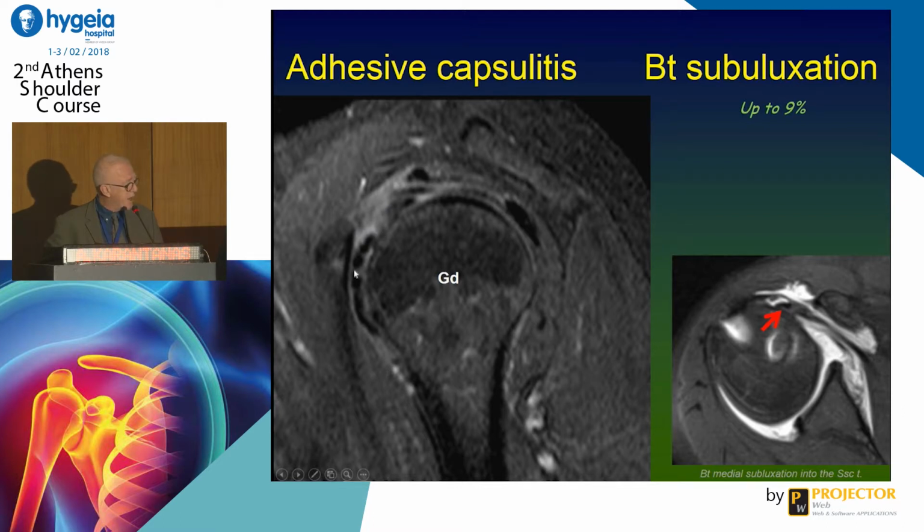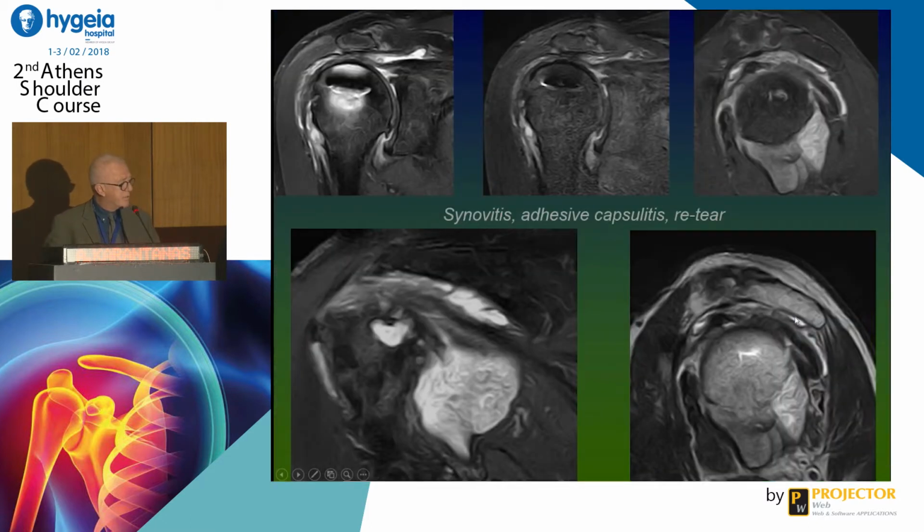This is the subscapularis. That's the supraspinatus, and this is the biceps tendon, the intra-articular part. So this is the rotator cuff interval enhancing. And in up to 9% of cases, we may see the biceps tendon migrating from the groove into the fibers of the subscapularis tendon. That's another complication.